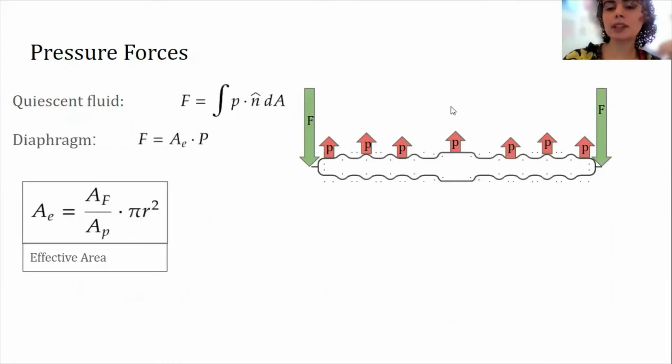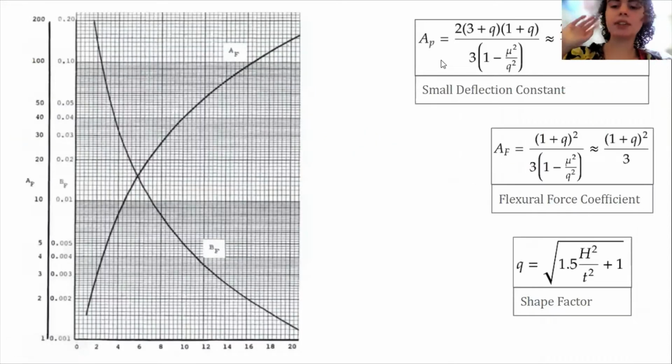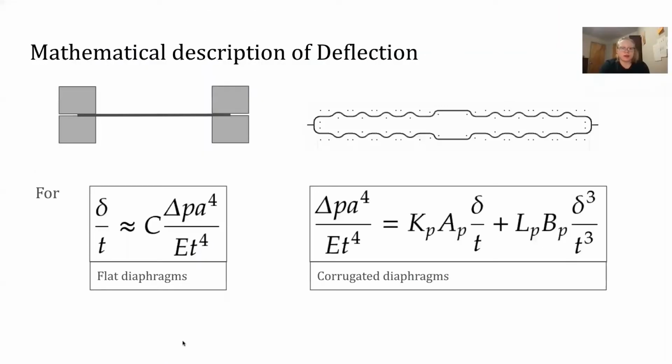In terms of the force that deflects the diaphragms, you can use this integral equation here. But for a diaphragm, that simplifies down to the force is equal to the effective area times the pressure, or the effective area, the circular area, times the ratio of these two constants. As you can see, there's the small deflection constant and the flexural force constant, with a quadratic relationship with Q, which is a ratio of height of the corrugation to the thickness of the diaphragm. Deflection of the diaphragm caused by the force, as described by the integral of P dotted with the unit normal integrated over the effective area of the diaphragm, is a main feature of this device.